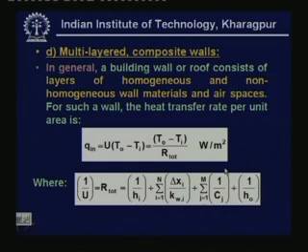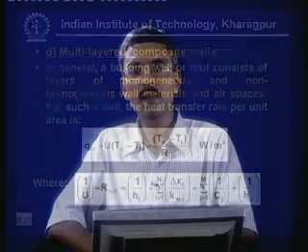Now let us look at a combined wall, a multi-layered composite wall. So in general, a building wall or roof consists of layers of homogeneous and non-homogeneous wall materials and air spaces. That means the same wall may consist of several layers. One layer may consist of a homogeneous material, second layer may consist of a non-homogeneous material, third layer may consist of an air space, and so on. Okay, so this kind of a wall is known as a composite wall or a multi-layered wall.